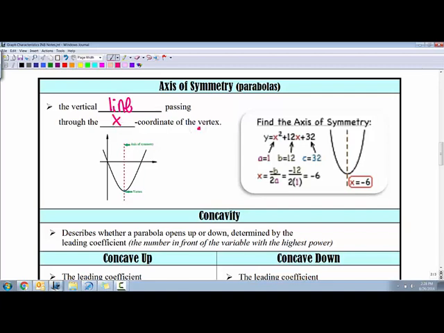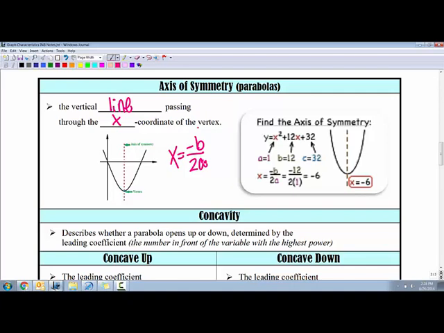So here's your parabola. Here's your axis of symmetry. And it goes through that x coordinate of the vertex. It's always going to be x equals negative b all over 2a. Or if you like to say, the opposite of b all over 2a.